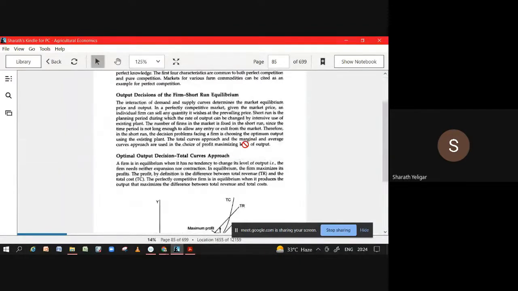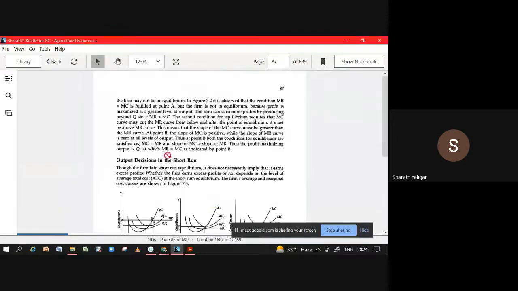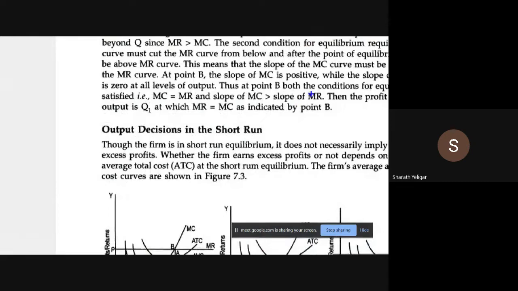So it is given here. The first condition is equality between MR and MC. And the second condition is that the slope of MC should be greater than the slope of MR. So here we have both the conditions. Okay, any doubts here?